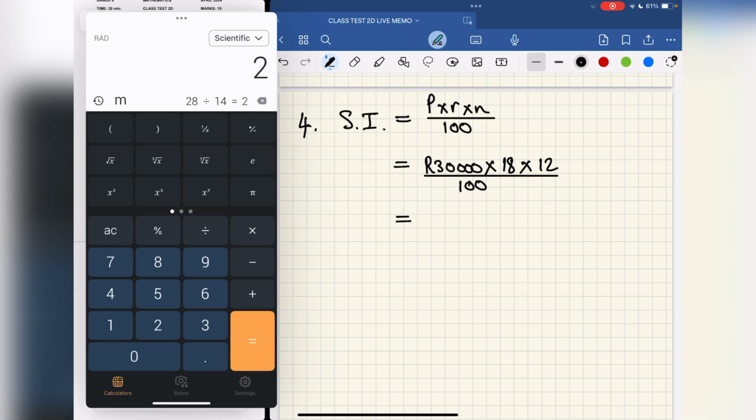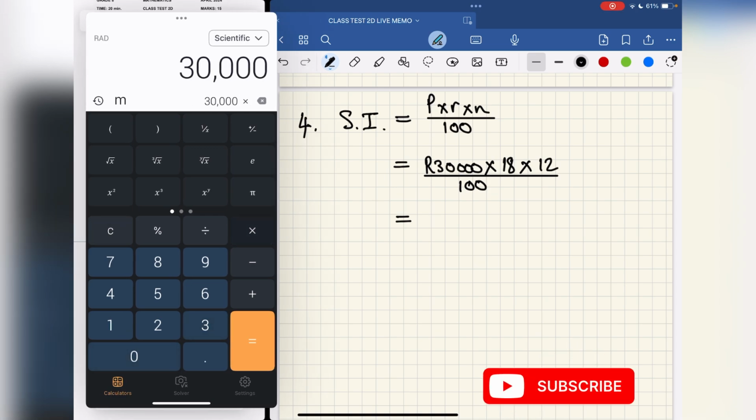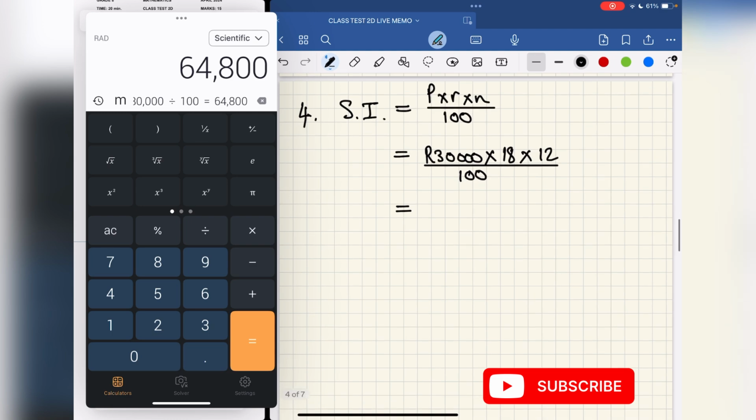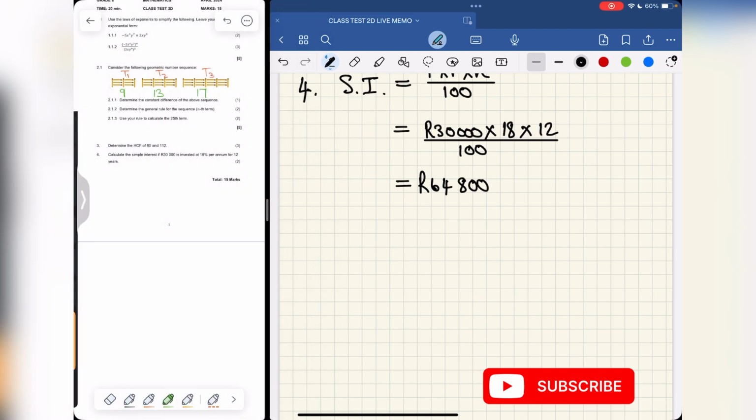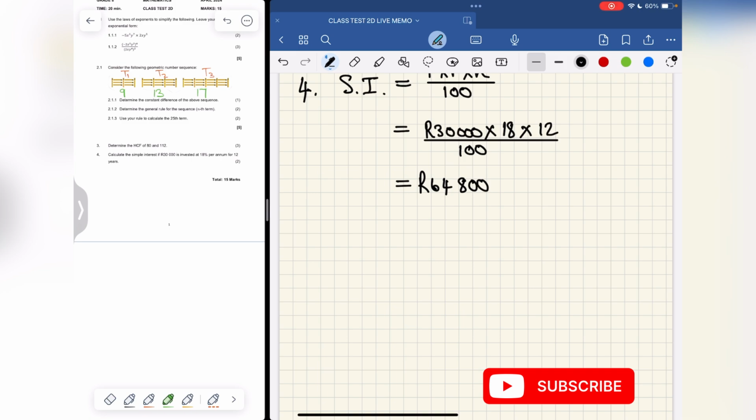I simply take my calculator, 30,000 multiplied by 18 multiplied by 12, and I get a nice big value of 6,480,000, which is not the answer. Please, we still need to divide by 100, and that then comes to 64,800 Rand, which is a nice amount of interest there for 12 years. And that's my interest, 64,800 Rand.